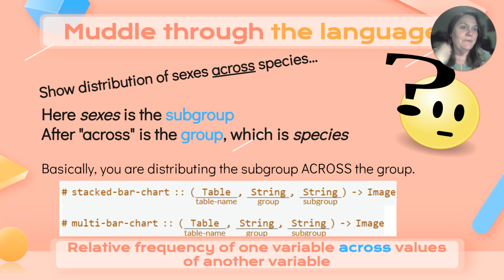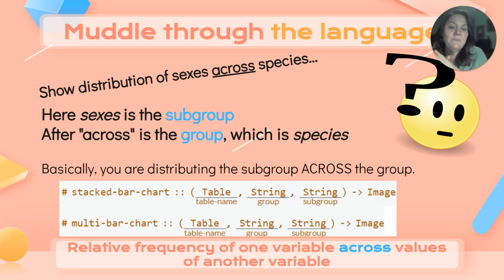So, well, let's muddle through the language. So the kids get a workbook page and it says, show the distribution of sexes across a species. Well, I love it. It doesn't tell them which should come first and how to do it. But for you as a teacher, I just want to walk you through it because they're going to get these two contracts, and it says put the group and then the subgroup next. So what is the group and what is the subgroup when you see it written this way? Well, you're doing the distribution of the sex across the species. So here that sexes is that subgroup that you're doing across the group, which is the species.